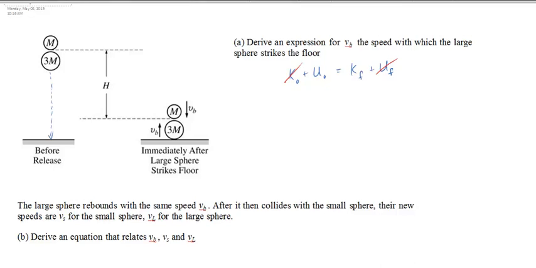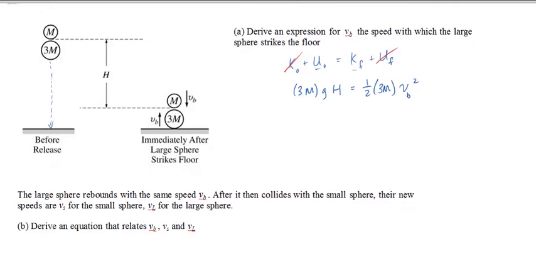So what I end up with is mgh equals 1/2 mv squared. Right? Potential equals kinetic. Now the masses here will drop out. And when I solve this for VB, just rearranging some things, I get VB is the square root of 2gh.